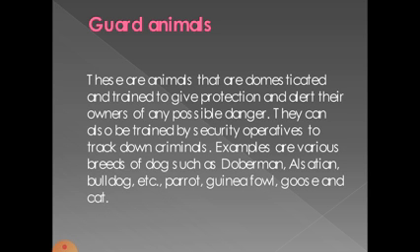Guard animals. These are animals that are domesticated and trained to give protection and alert their owners of any possible danger. They can also be trained by security operatives to track down criminals. Examples are various breeds of dog such as Doberman, Alsatian, Bulldog, etc. Also we have parrot, guinea fowl, geese, and cat.